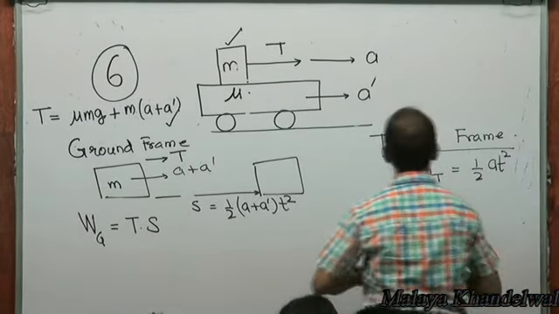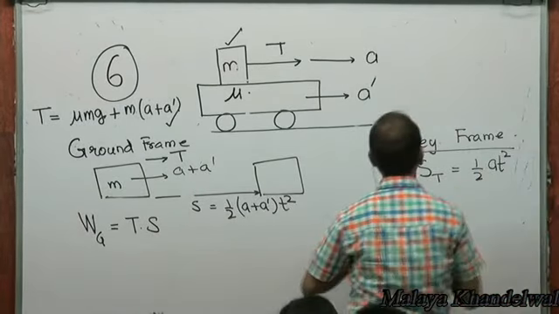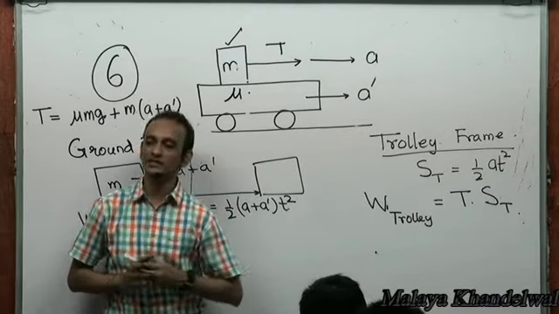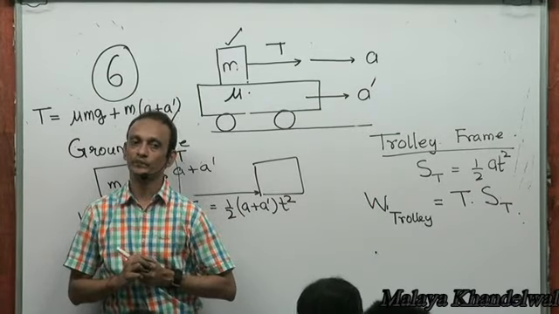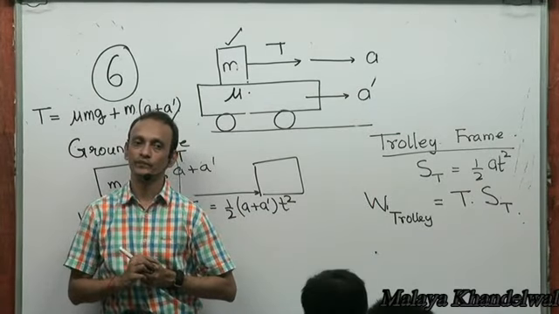Which then would mean work done by T in the trolley frame is going to be T into displacement in the trolley frame. Clear? No problem, right? Let's examine problem number 7 then. Clear?